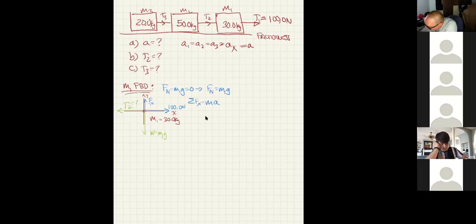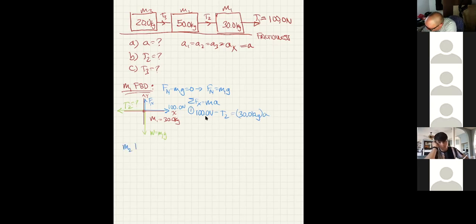Well, what that's going to give me is the force of 100 newtons minus T2 is equal to 30.0 kilograms times A. And I'm going to call this equation 1.